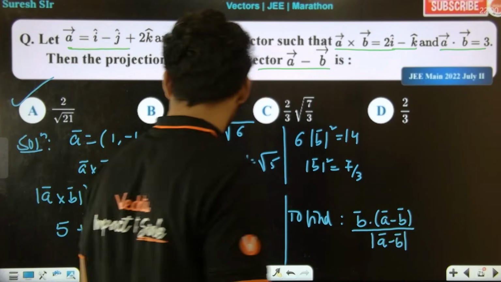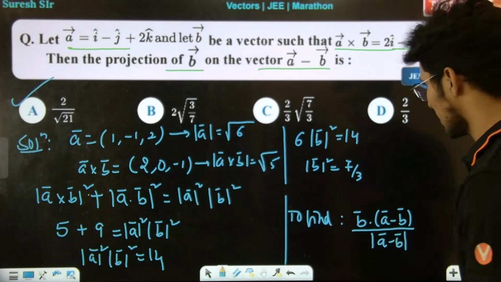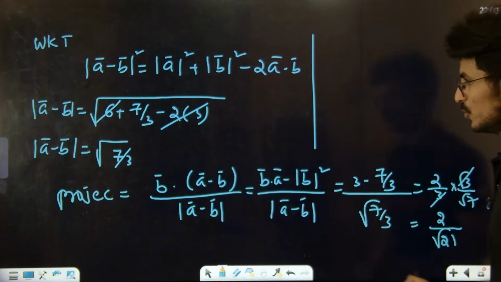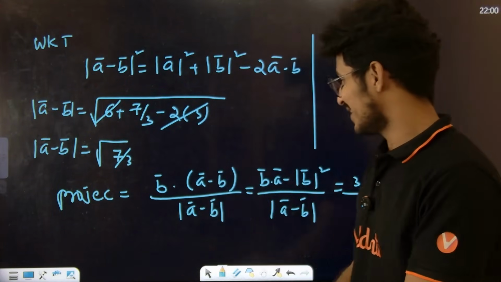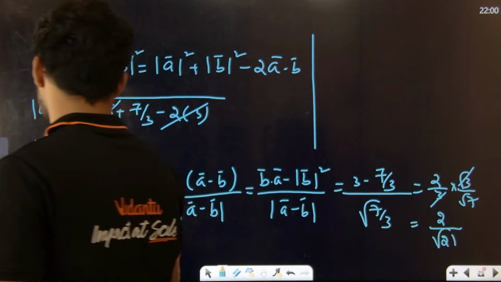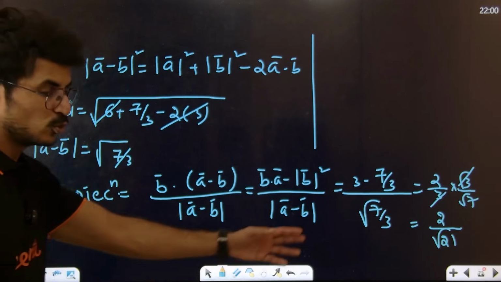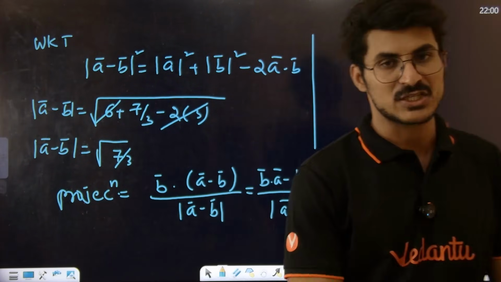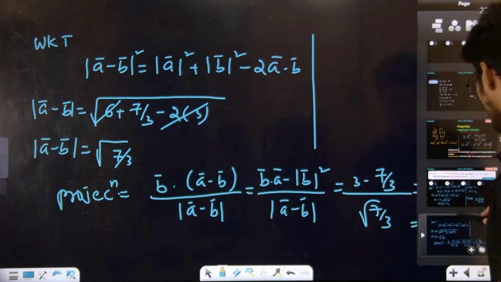So we just need to understand Lagrange's property. After that, I need the magnitude of A minus B. I used this property and ultimately got the answer. What is the projection answer? 2 by root 21 is the answer. Next question. Yes sir.